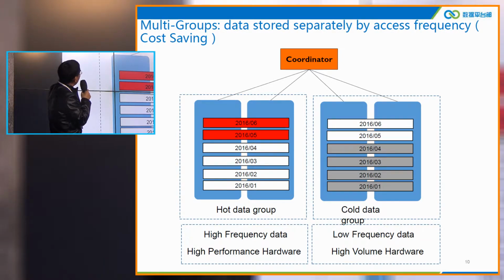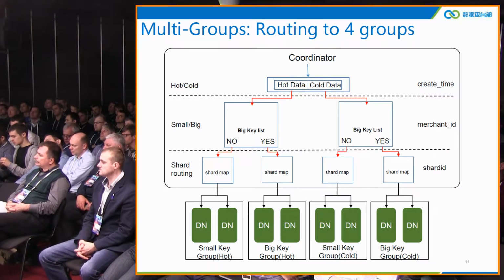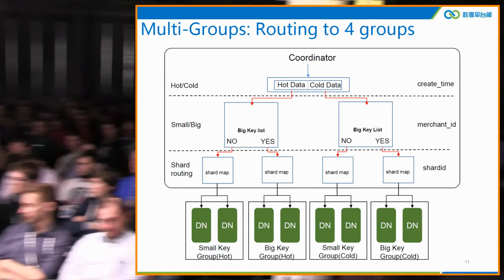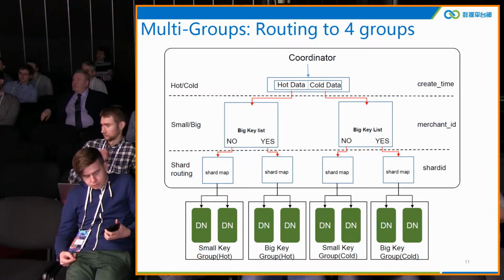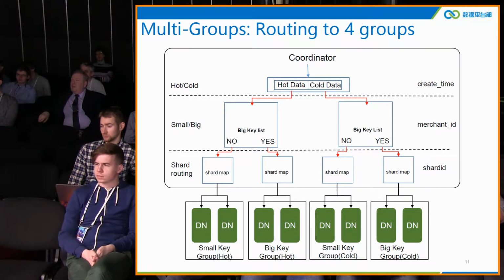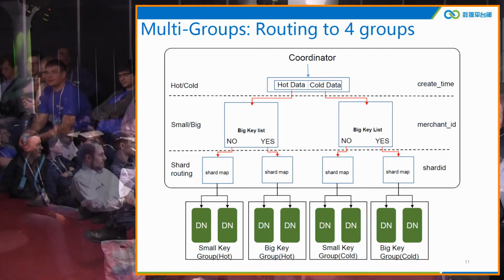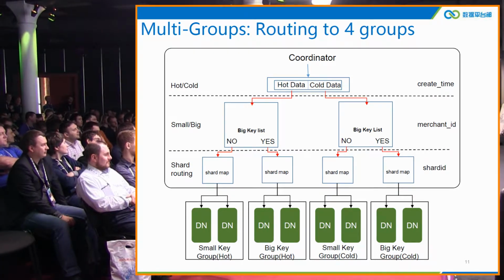After the 2 multi-group technologies, the whole PGXZ WeChat payment cluster looks like this. At the top, the first layer is the coordinator. In the coordinator, we use the create time of the tuple to determine whether we should go into the hot group or cold group. After this, for example, in the big K list, sorry, it's a mistake. It should be small. Okay. In the big K list, we use merchant ID to determine whether the data should go into the small group or big group.